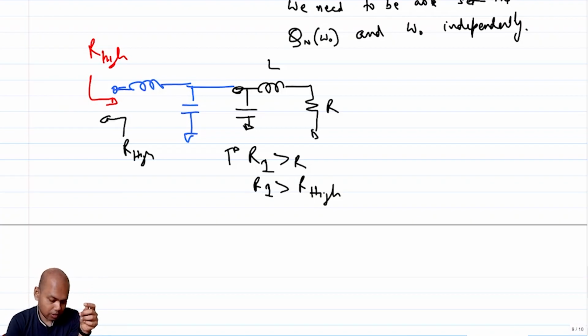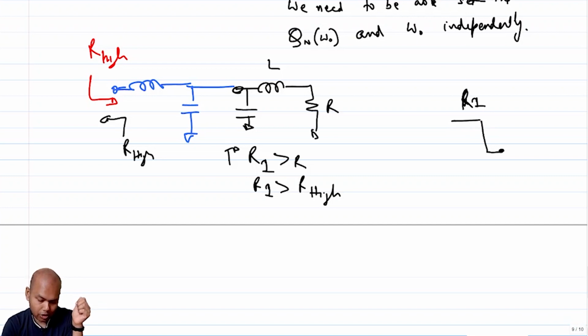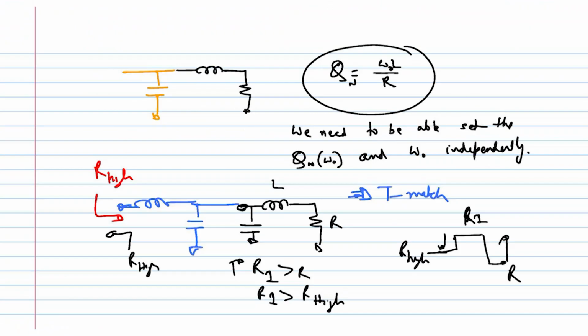So now, or alternatively, what did I do here? Here I went from R to an intermediate value, Ri, which overshot R high, and we came down to R high. This is what we did, right? This is R to increase and then decrease. Similarly, I can also do the other way around.